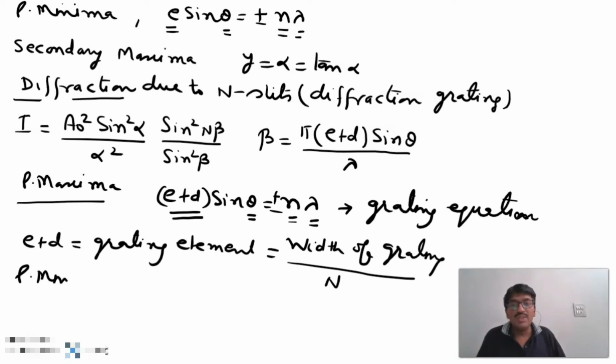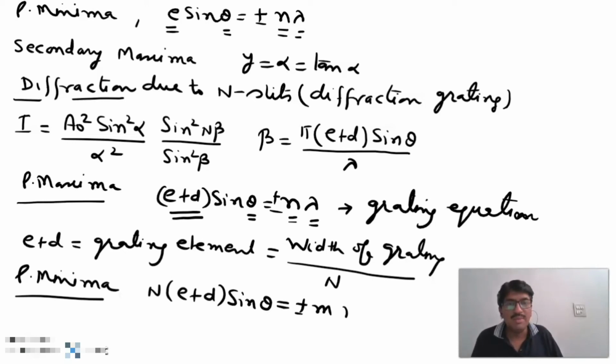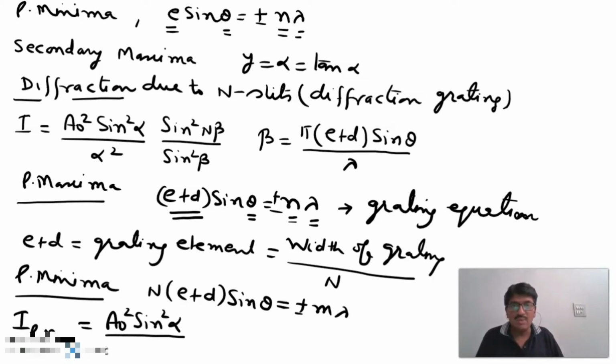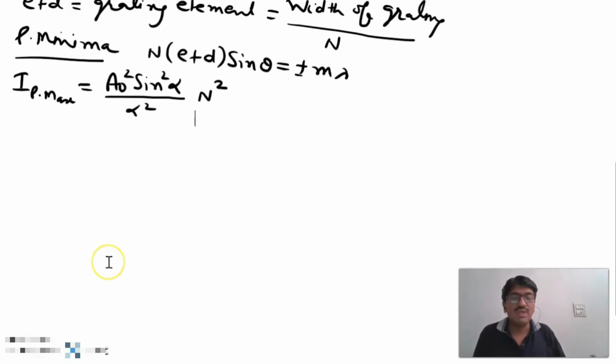And the condition of principal minima should be N (e plus d) sine theta equal to plus minus m lambda. This is the condition of principal minima. And if we determine the intensity at principal maxima, it should be equal to A naught square sine square alpha upon alpha square into capital N square. All these we have derived in the lecture of diffraction due to n slits.